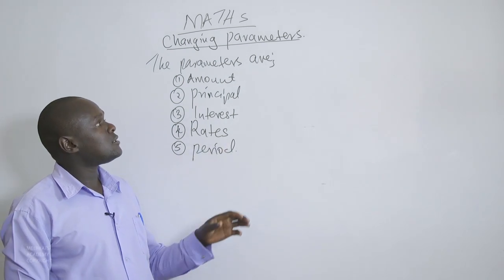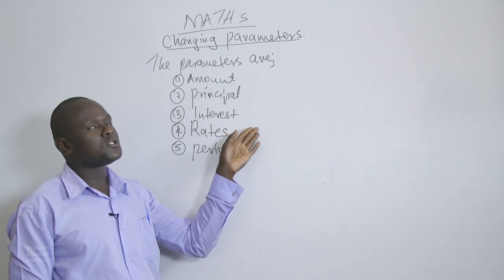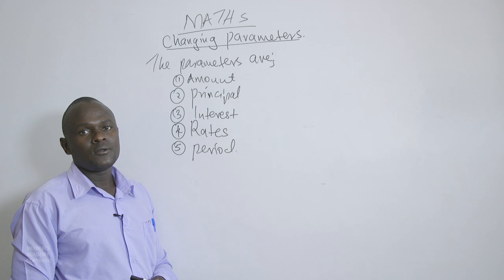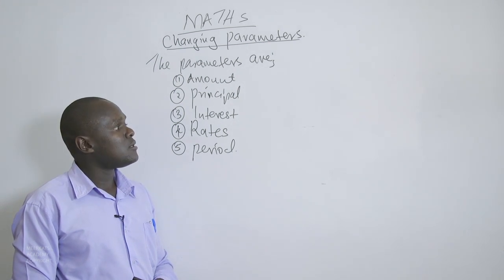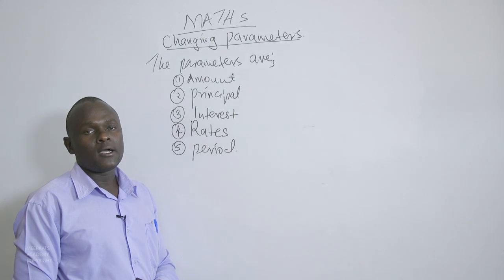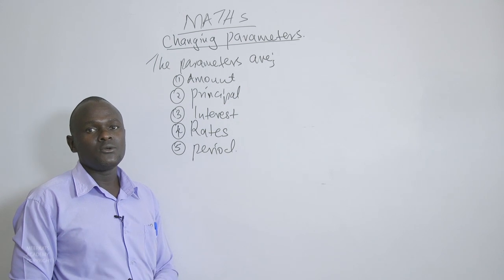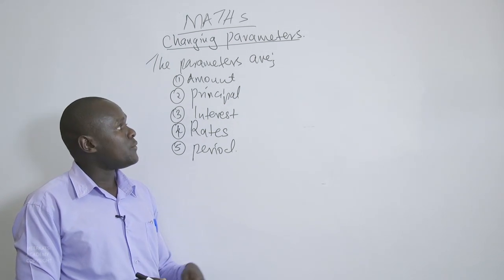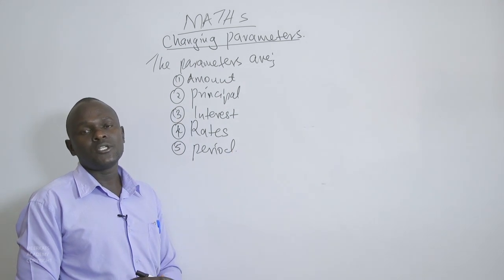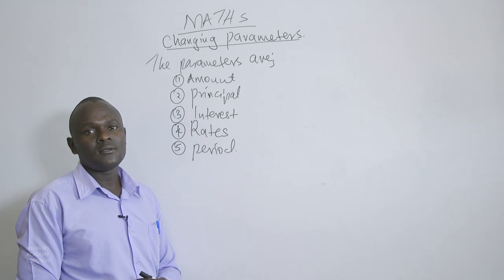We want to look at what are the effects of changing these parameters on the compound interest and the simple interest that can be calculated. If you change one of the parameters, you will discover that there is an overall change in the end results that can be obtained when using the compound interest and the simple interest formula.